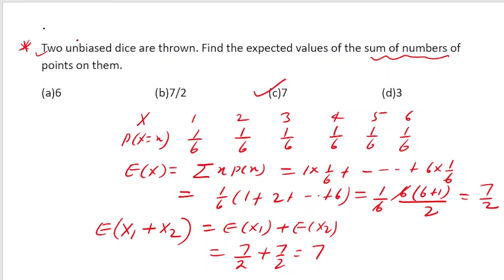I can change this problem also. In case I change 2 to 3, then we don't have to do anything. I have to calculate the expectation on 3 dice separately, and in that case the answer will be 7 by 2 plus 7 by 2 plus 7 by 2, 3 times, right? So this is how we can use the property of expectation.